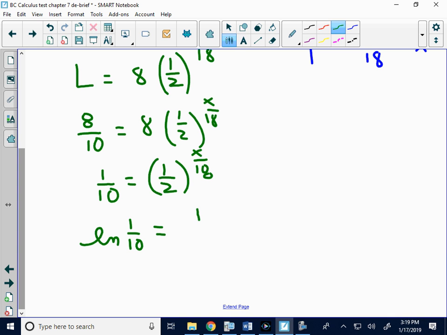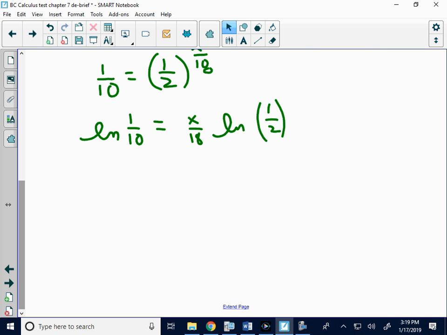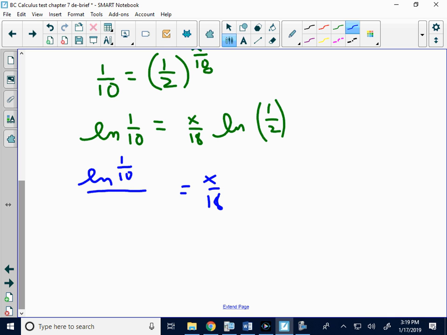Natural log of 1/2 to the x over 18. And I use properties of logs, bring the exponent out front, divide through, so we get x over 18 is the natural log of 1/10 divided by the natural log of 1/2. And so x, the depth that we're looking for, is 18 times that.